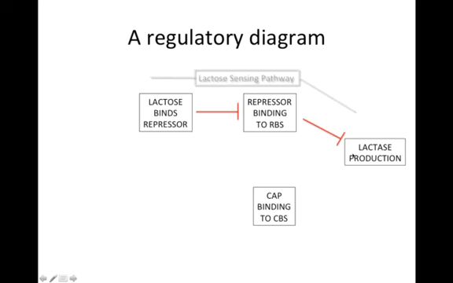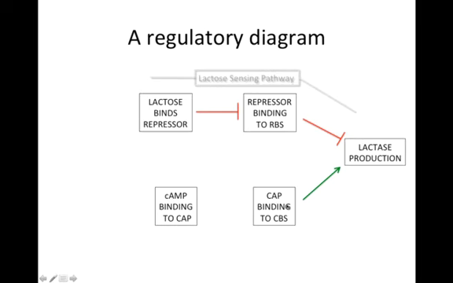Okay, so the step that's closest to lactase production is binding of the CAP protein to the CBS. If it binds, does that stimulate or block lactase production? Well, if you'll remember, binding of the CAP protein stimulates or activates lactase production. So instead of putting a red block, we're going to put a green arrow. So that means positive. So if this is bound, if this is yes, then this is yes. If this is no, then this is no.